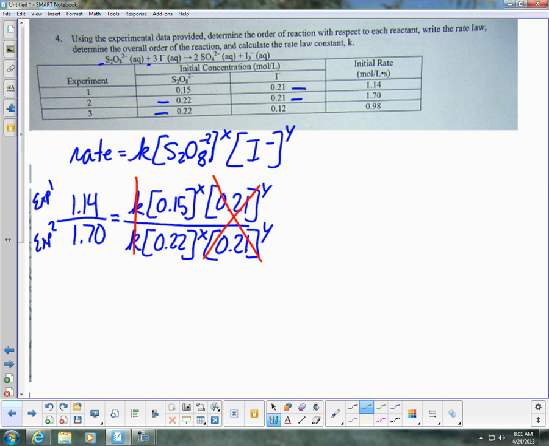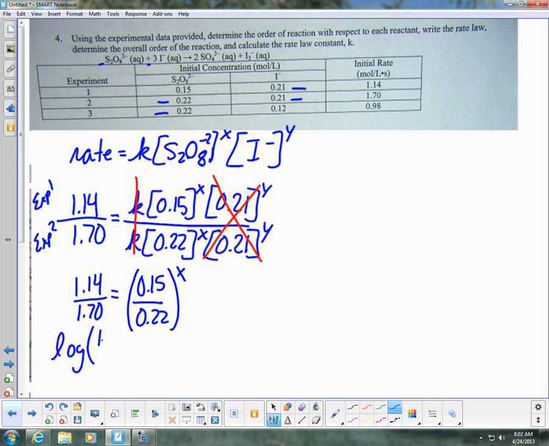So now I can rewrite this: 1.14 divided by 1.70 equals 0.15 divided by 0.22 to the x. Is everybody okay with that? Just following math. How do I solve for the y, or for the x? Log. Good. So I'm going to take log of 1.14 divided by 1.70 equals x log of 0.15 divided by 0.22.